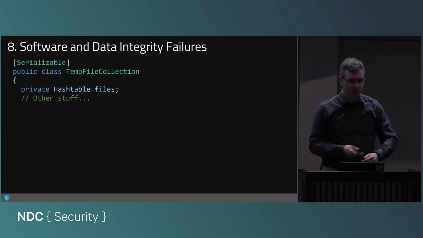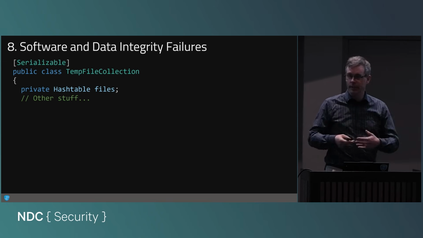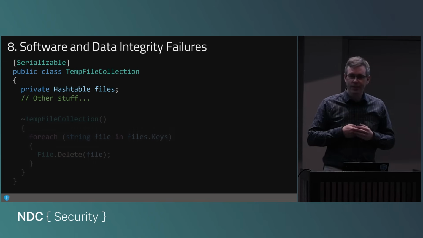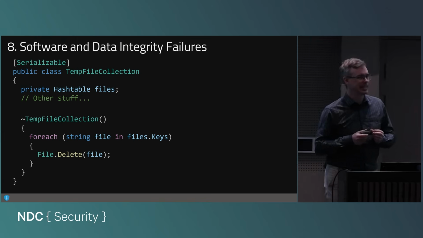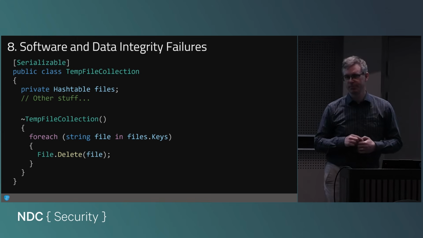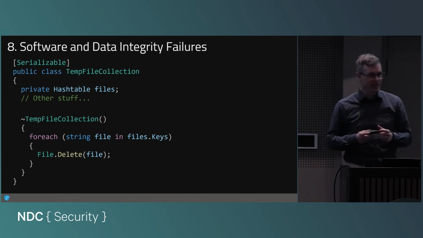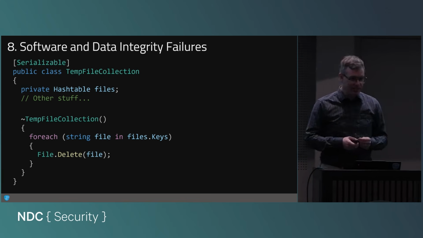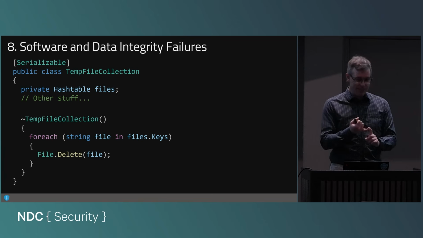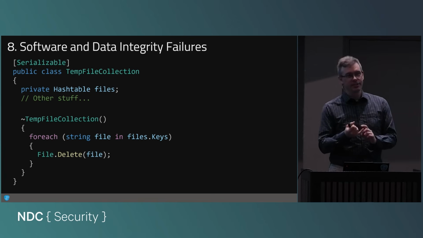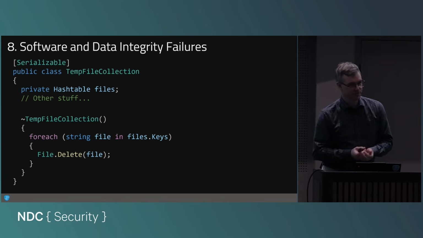It contains a hash table of files that is in the collection. And then it contains a finalizer that cleans up and ensures cleanup. Which means that if I can send you a serialized version of this, I can essentially send a list of files that should be removed from your system.